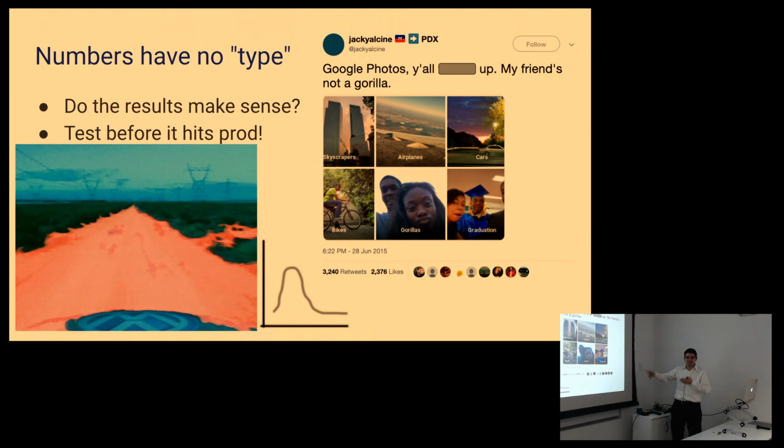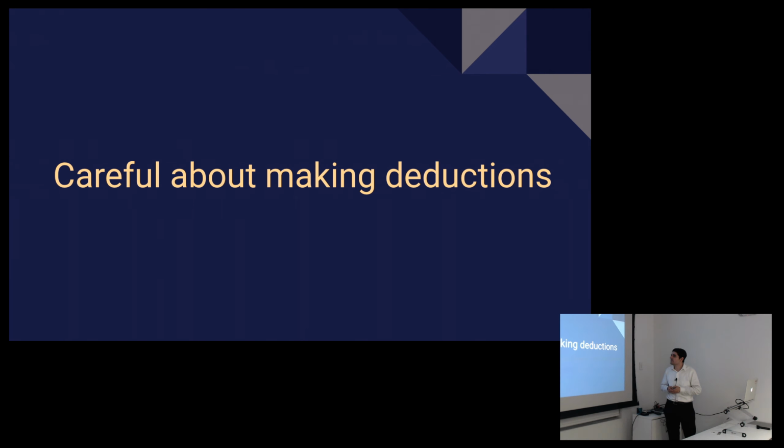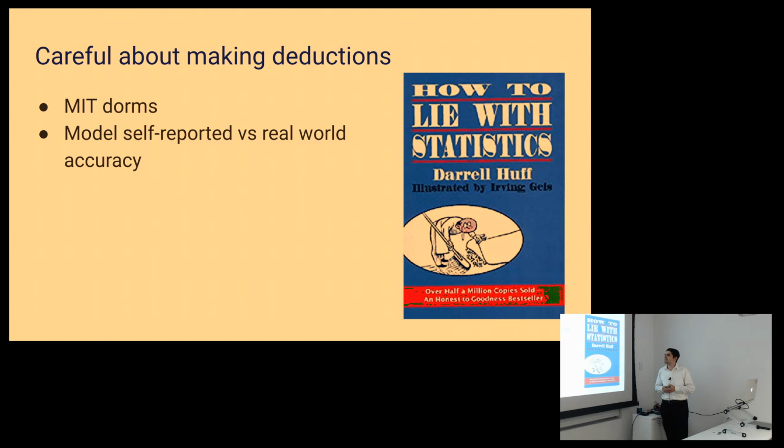The point is, this is just a bunch of numbers. They don't really represent anything until you give it meaning. Careful about making deductions. There's an excellent book called How to Lie with Statistics. It's from 70 years ago. It's still relevant.